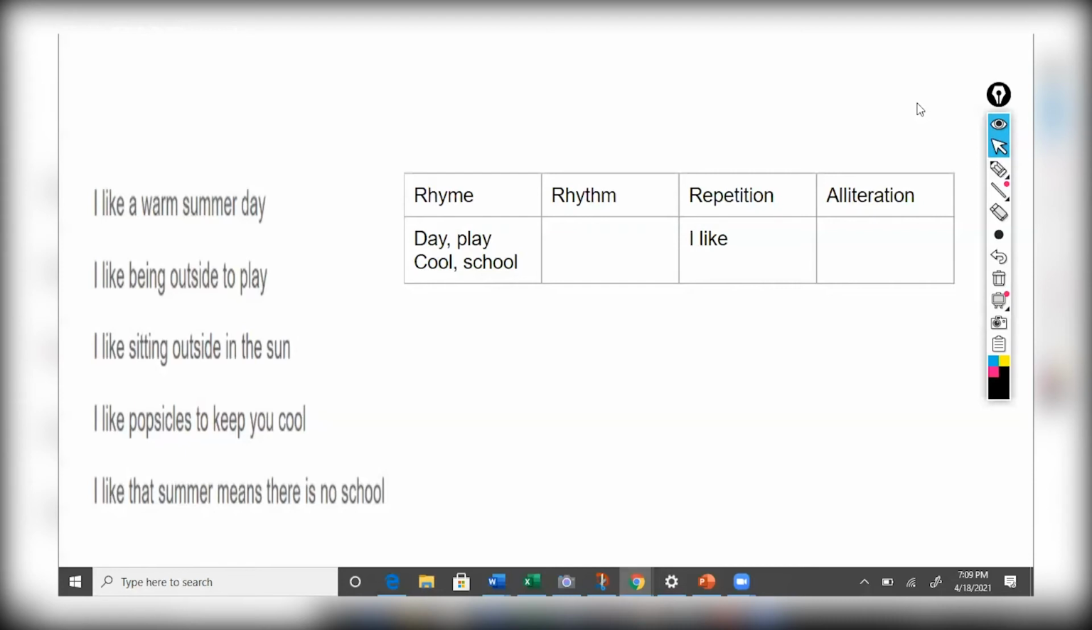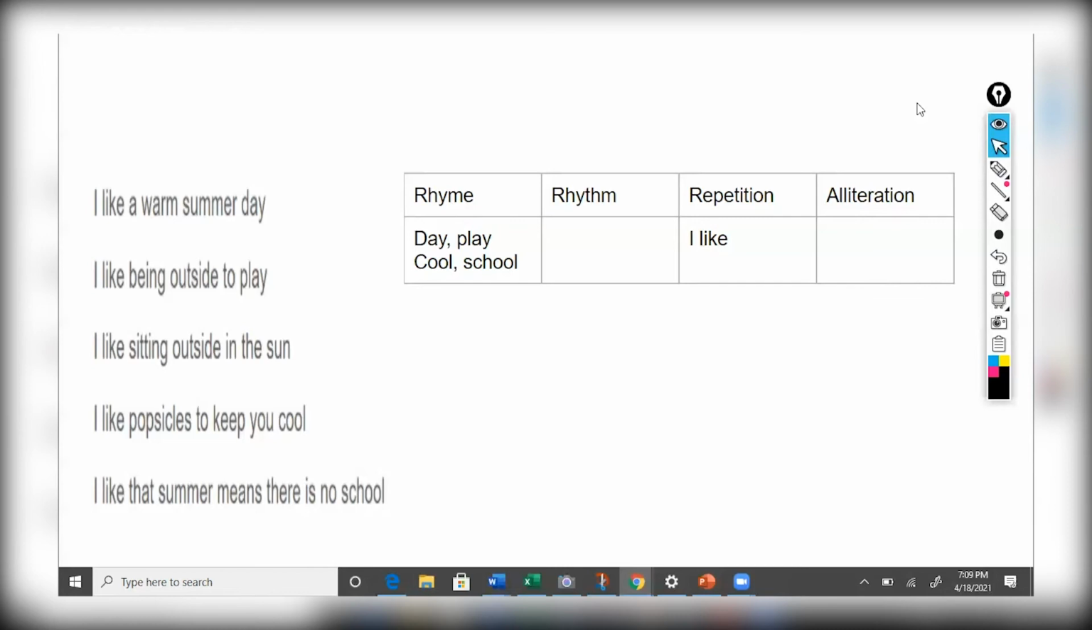What about rhythm? I like a warm summer day. I like being outside to play. I like sitting outside in the sun. I like popsicles to keep you cool. I like that summer means there is no school. Did you hear the rhythm? I definitely heard a beat with the way these words flow.